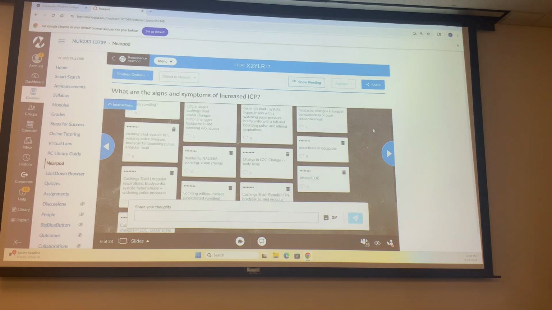Okay, let's talk about this. Signs and symptoms of increased intracranial pressure. Something is happening with your brain box, okay? Whether you have swelling, increased CSF, or some sort of brain bleed, the components have changed and your pressure tolerance for those things has been altered, okay?